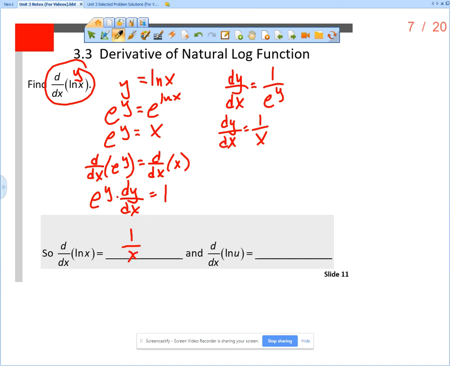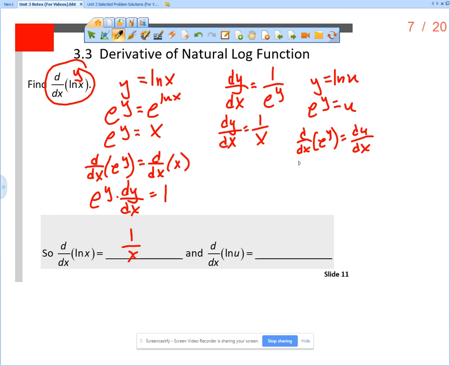Now, what if instead of x, what would the derivative with respect to x of the natural log of u be? Using the same process, we could say that y is the natural log of u. That means e to the y equals u. So the derivative with respect to x of e to the y equals du/dx.